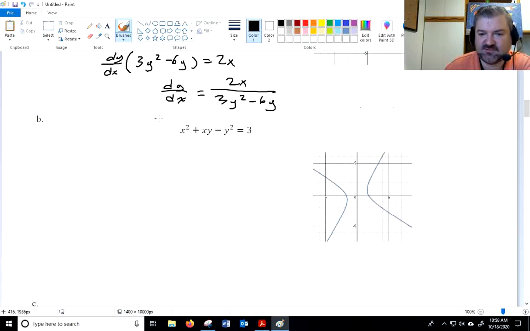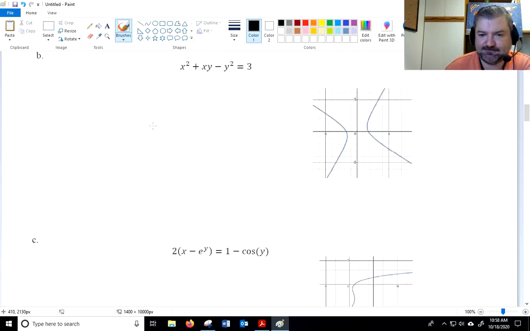All right, let's take a look at this next one. x squared plus xy minus y squared equals 3. We'll take the derivative with respect to x of both sides. So I end up with 2x. Ooh, what do we need to do here, though? That's a product, isn't it? We need to use the product rule.